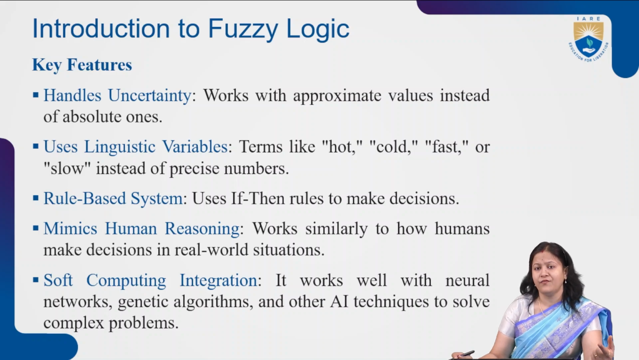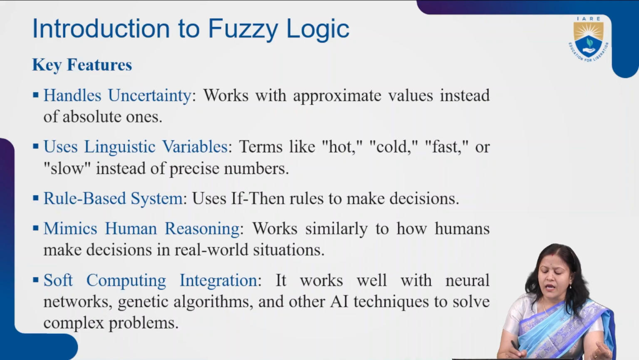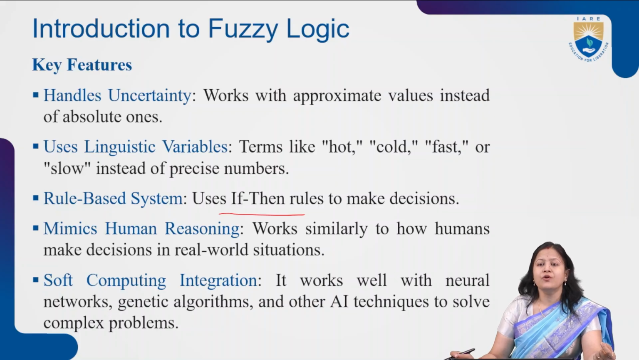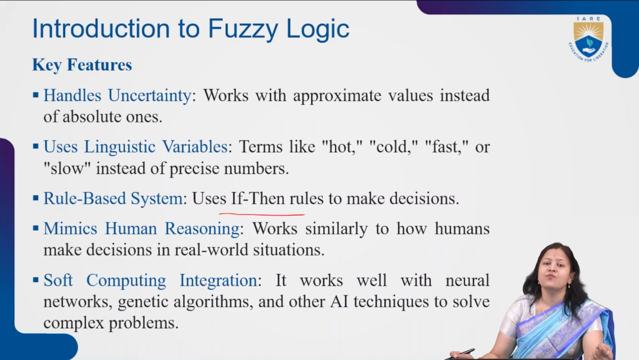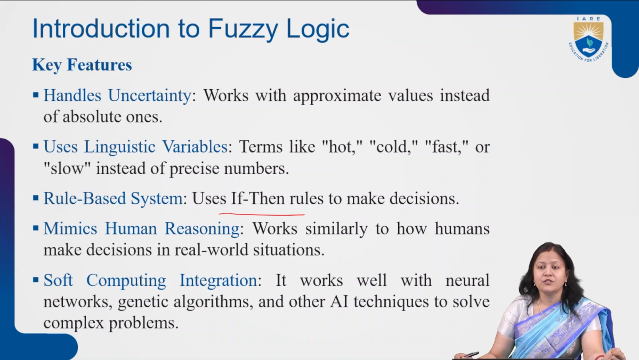Another one is the if-then-else. That is why it is called a rules-based system. For every uncertain situation, the rule will be framed using an if-then-else rule to make the decision. It also mimics human reasoning, working similarly to how humans make decisions in real-world situations, as well as soft computing integration. It works well with neural networks, genetic algorithms, and other AI techniques to solve complex problems.